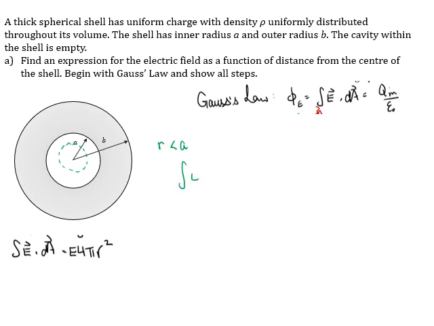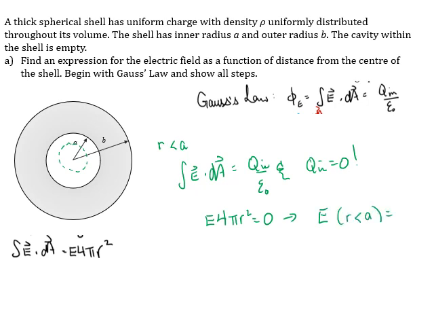The integral of E dot dA is equal to Q in over epsilon naught. What is Q in? Q in is how much charge is enclosed by this green circle we just drew. Let's remember that the cavity within the shell is empty. There's nothing inside here. That means there's no charge inside there. So Q in equals 0 because there's nothing in there. So E times 4 pi r squared equals 0. The electric field for r less than a equals 0.